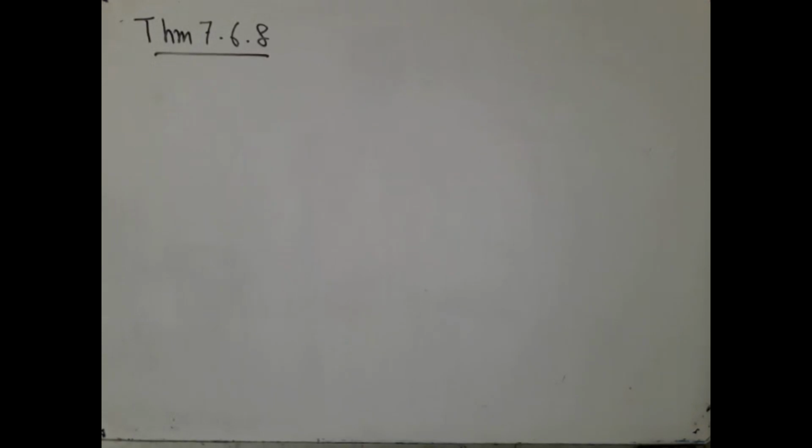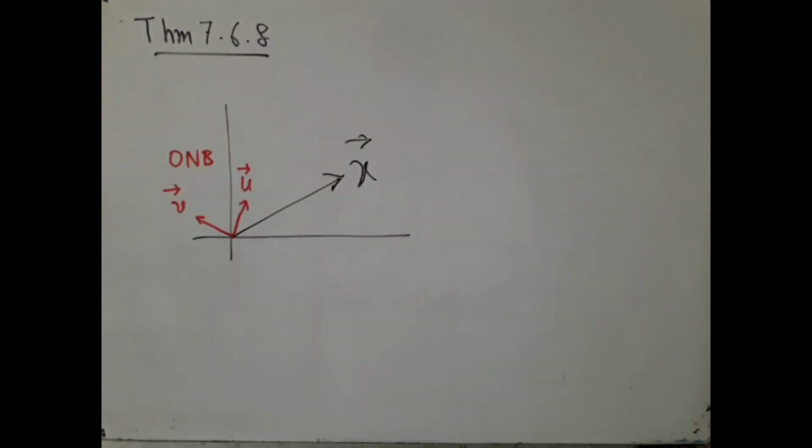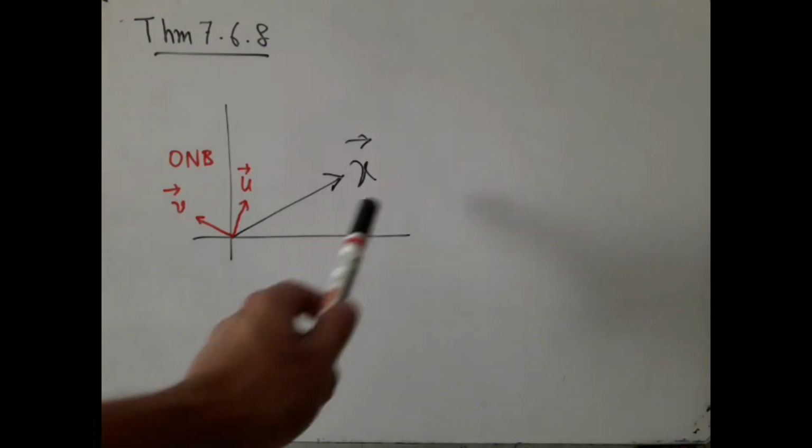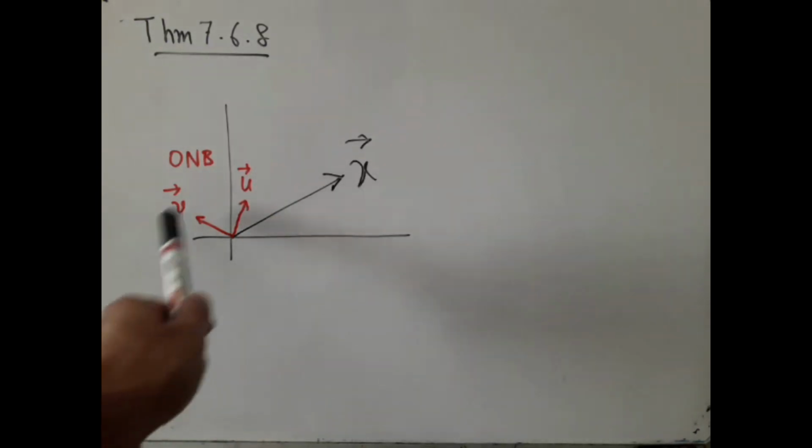Theorem 7.6.8 is a very typical Rao Bhimasankaram way of stating something which is very important, but in a way which no one can easily understand. So the main idea is this. I will state the theorem in a more intuitive way. So it is like this: suppose I have got some vector which I call the vector x. Now someone gives me an orthonormal basis of the space, which we have taken as R2 here. My aim is to express x in terms of u and v.